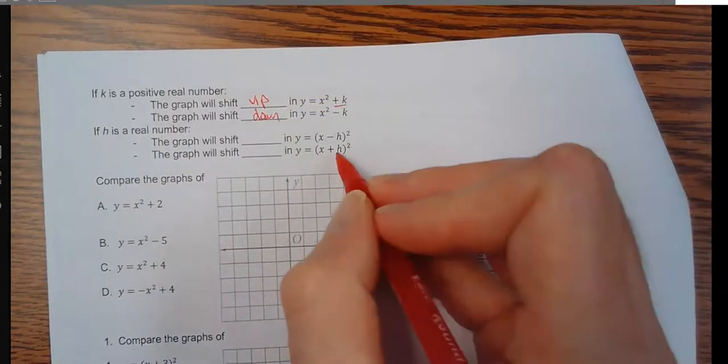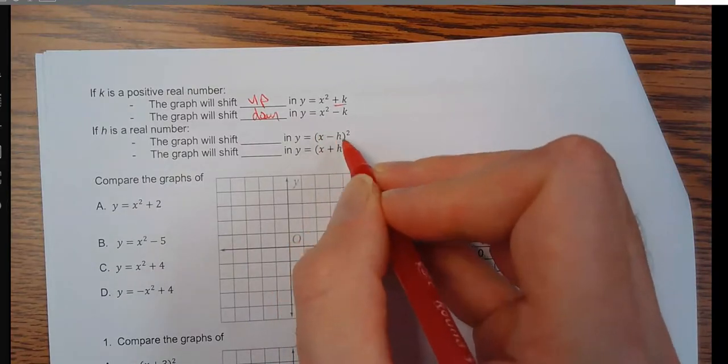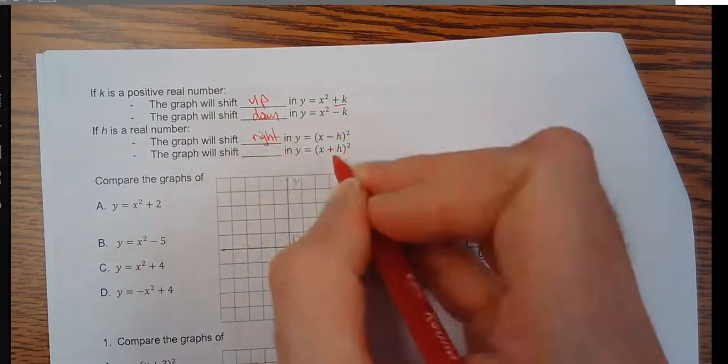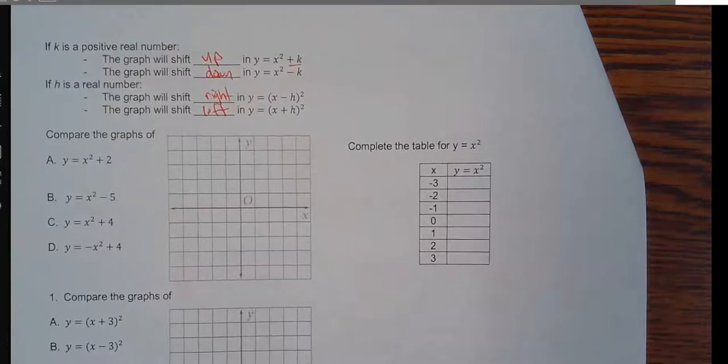-k is down. Here, this is what it looks like to be inside the function. So this is x minus h and the whole thing squared. Opposite of what you think. So this would be right, and a plus would be left. So now, what does an x squared look like?